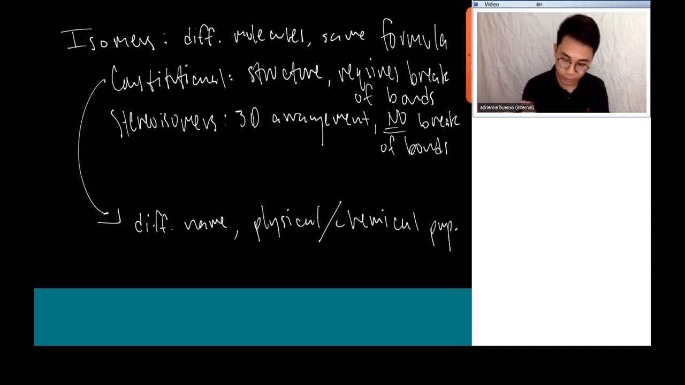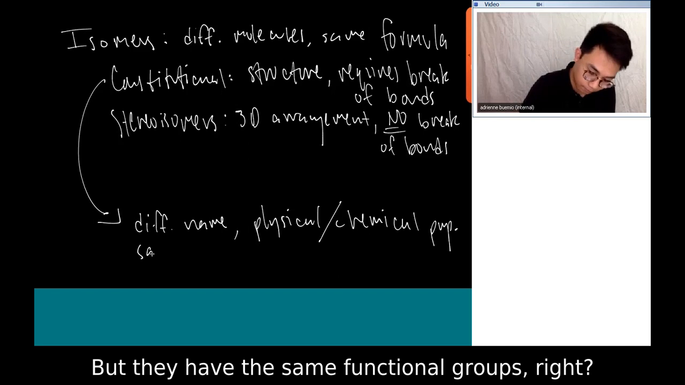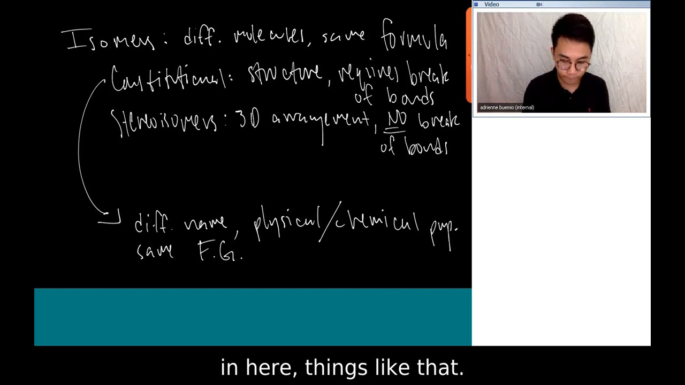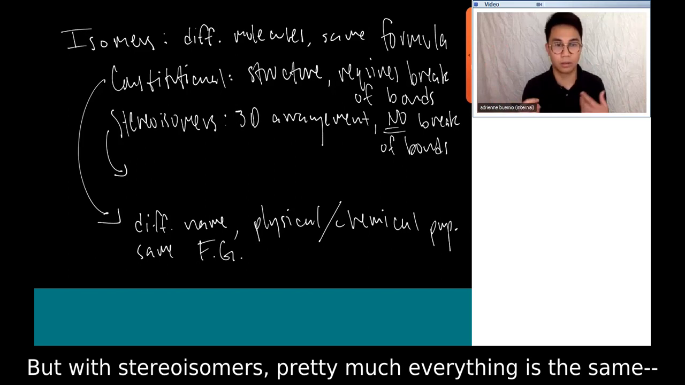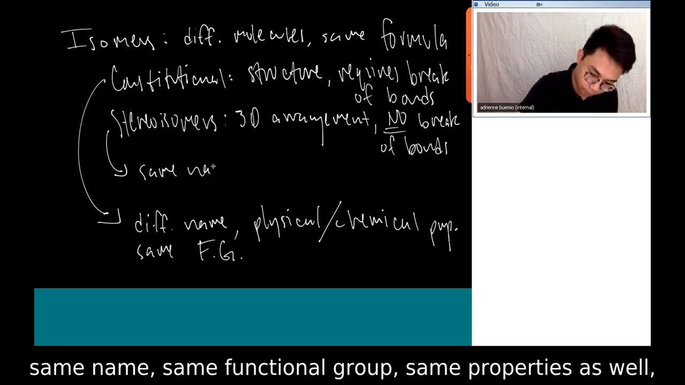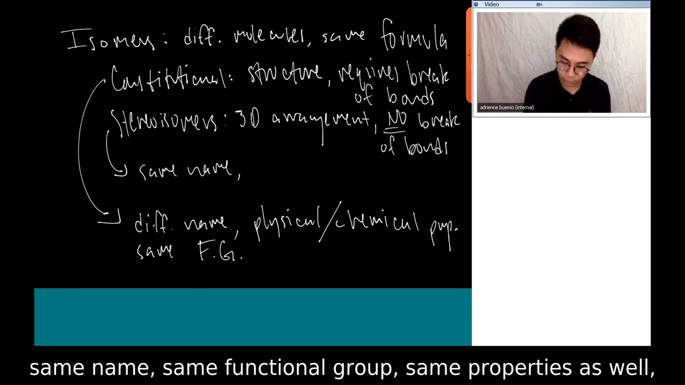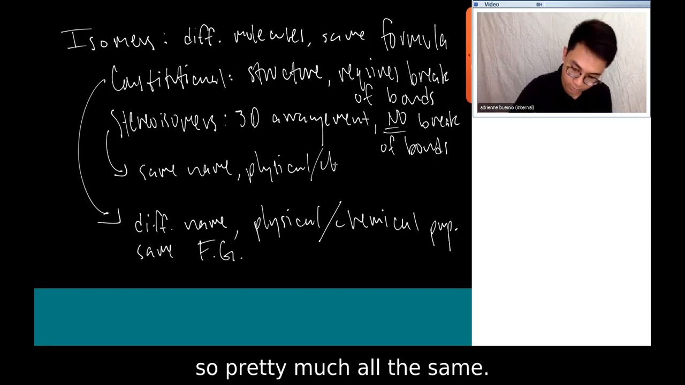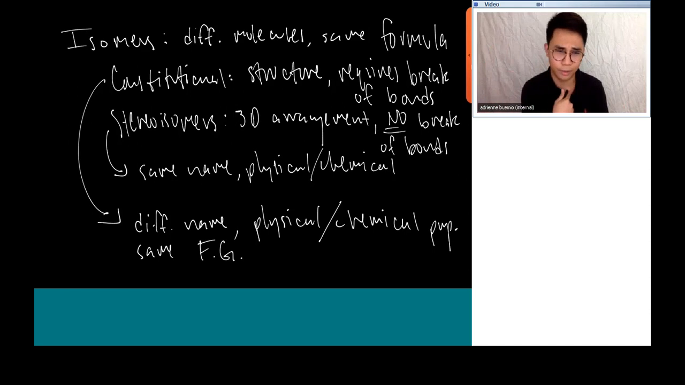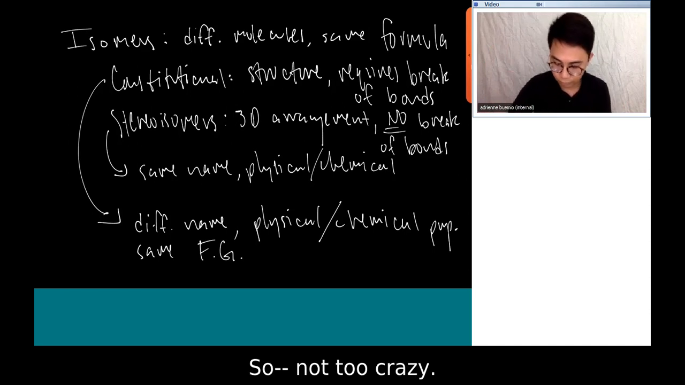But what do they have? They have the same functional groups, right? So basically, they're just moving. This alcohol is now in here, things like that. But with stereoisomers, pretty much everything is the same. Same name, same functional groups, same properties as well. So pretty much all the same. And the only thing different about the name is the R and S or the cis and trans, or things like that, right? So not too crazy.